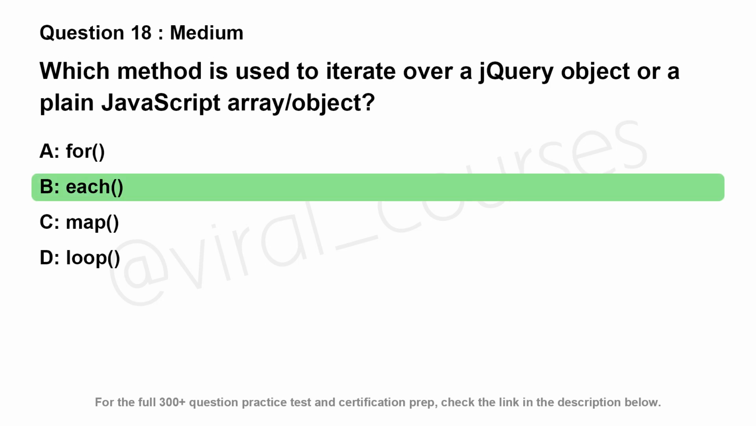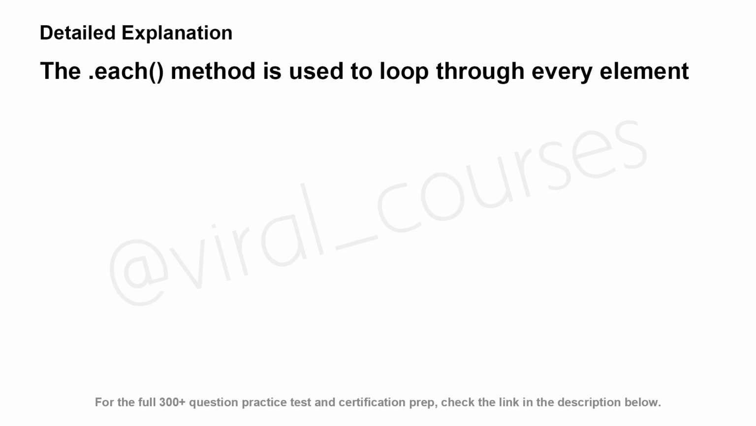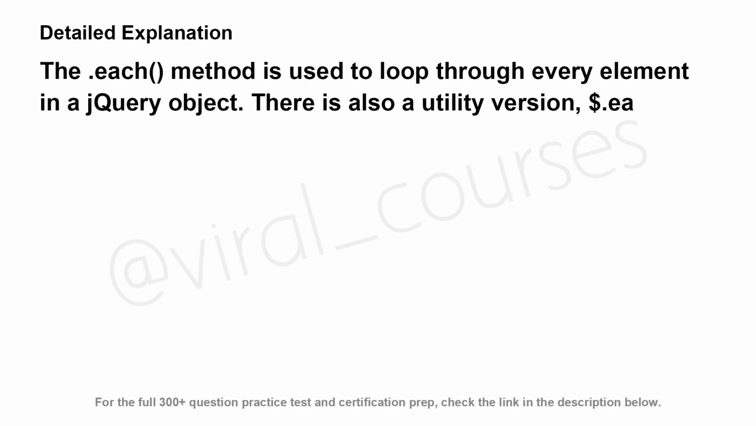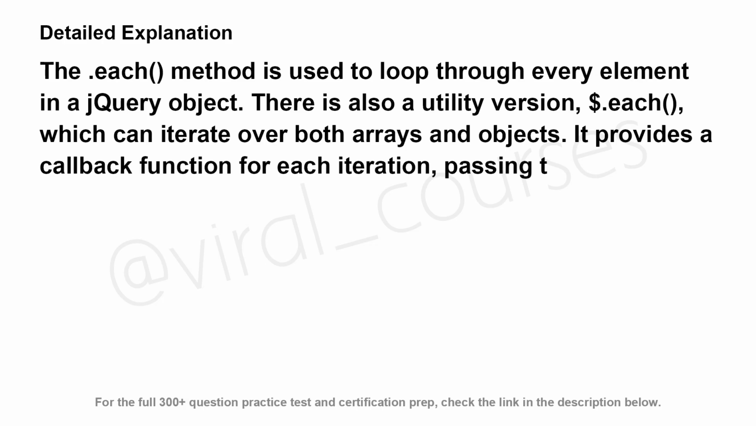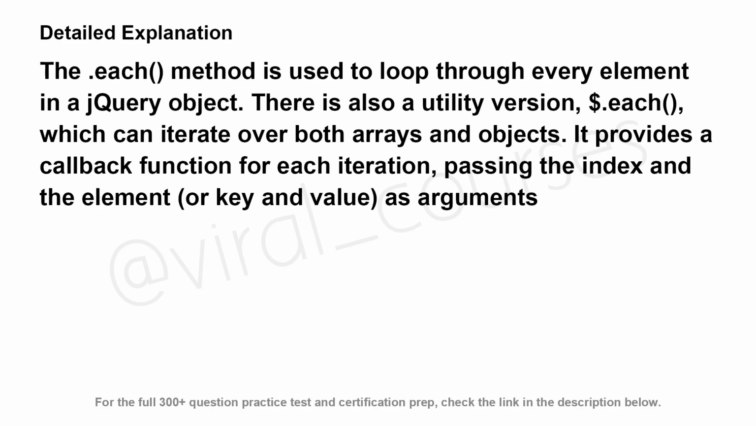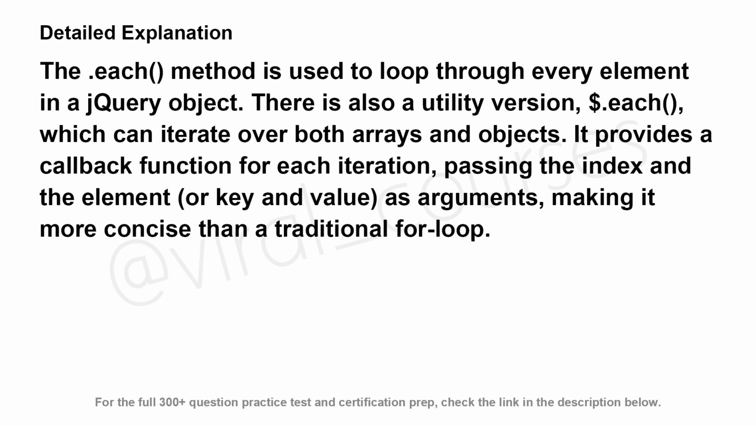The correct answer is B. The each method is used to loop through every element in a jQuery object. There is also a utility version, $.each, which can iterate over both arrays and objects. It provides a callback function for each iteration, passing the index and the element, or key and value, as arguments, making it more concise than a traditional for loop.